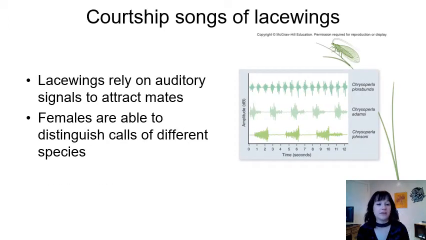Another example are these lacewing bugs. They have this auditory signal, this sound that they make to attract mates. And the different species of lacewings have different calls. So you can see here, we have a graphical representation of these different lacewing species having different types of calls. And the females can tell the difference between them and will only mate with the species that has the correct call.